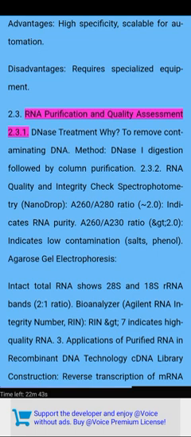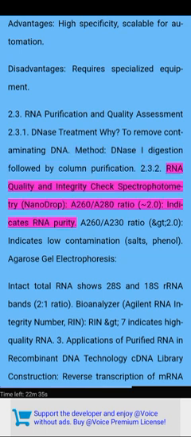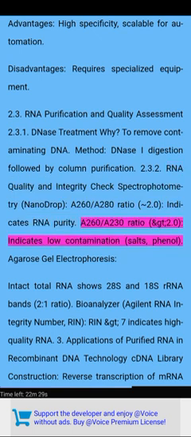2.3. RNA purification and quality assessment. 2.3.1. DNase treatment to remove contaminating DNA. Method: DNase digestion followed by column purification. 2.3.2. RNA quality and integrity check. Spectrophotometry, NanoDrop: an A260/A280 ratio of approximately 2.0 indicates RNA purity. An A260/A230 ratio greater than 2.0 indicates low contamination by salts and phenol.